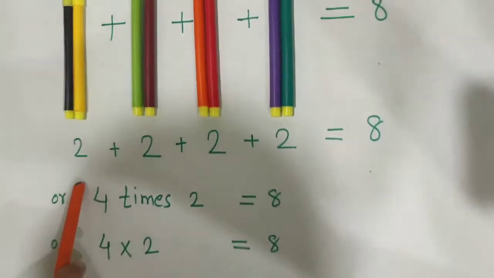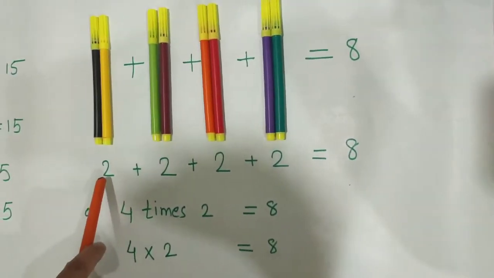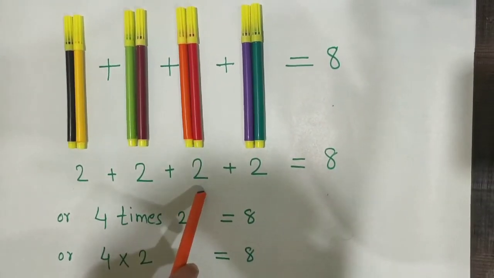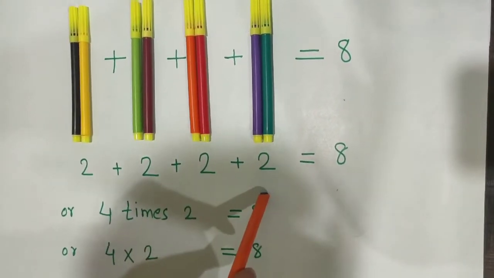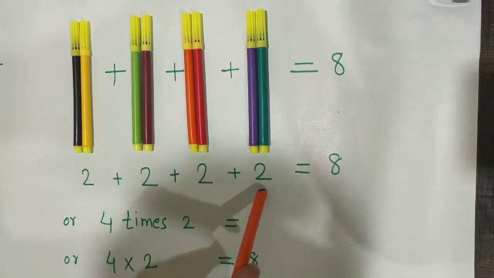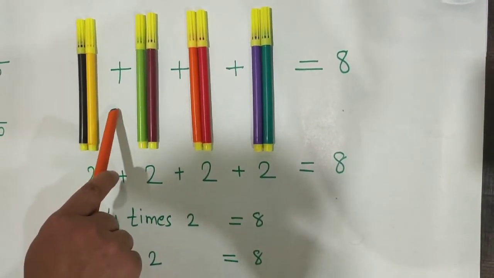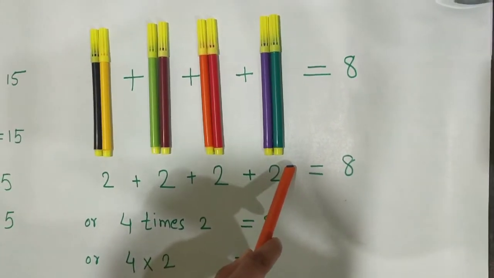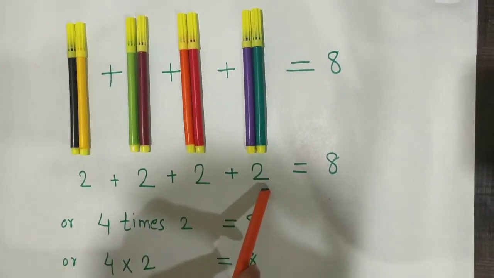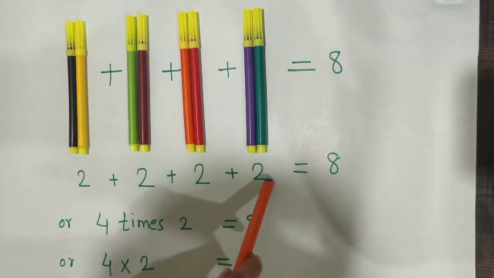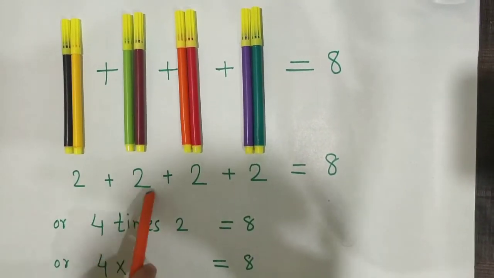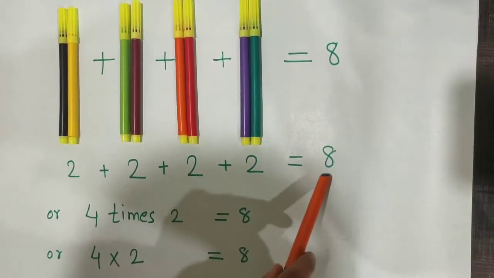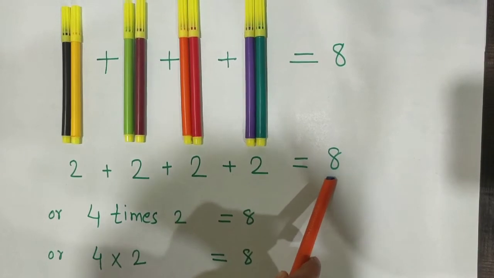Okay? That's why I have written here 2 plus 2 plus 2 plus 2. How many times have I written 2 here? How many sets am I having here? 1, 2, 3, 4. That's why how many times have I written 2 here? 1, 2, 3, 4. Here also I am adding the number 2 repeatedly 4 times. That's why I got the answer 8.